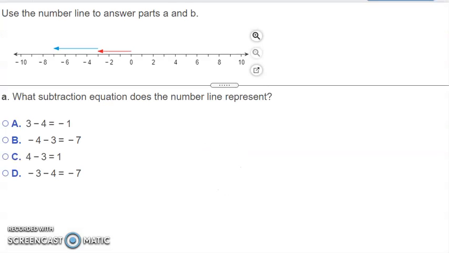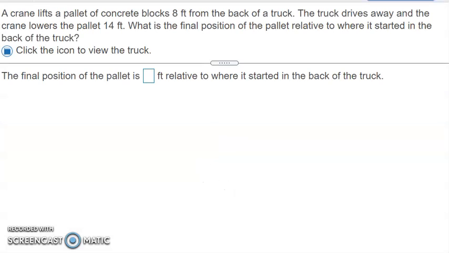Okay. Go ahead and fill in what's on the number line. We've done one like that. Go ahead. This would just be 8, and it lowers at minus 14. So 8 minus 14.